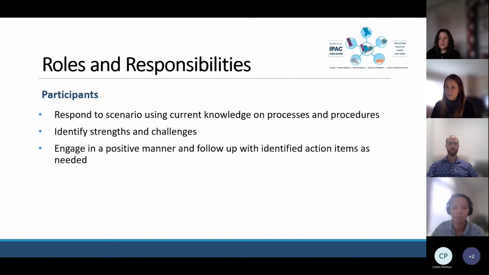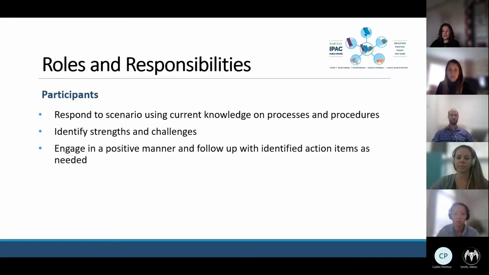An optional role is the exercise observer. So some exercise planners may appoint observers. Perhaps these are from other disciplines or external partners to observe the exercise and provide feedback. So this is a role that our IPAC Hub team could potentially assist with to support if capacity allows to fill this role as an exercise observer.